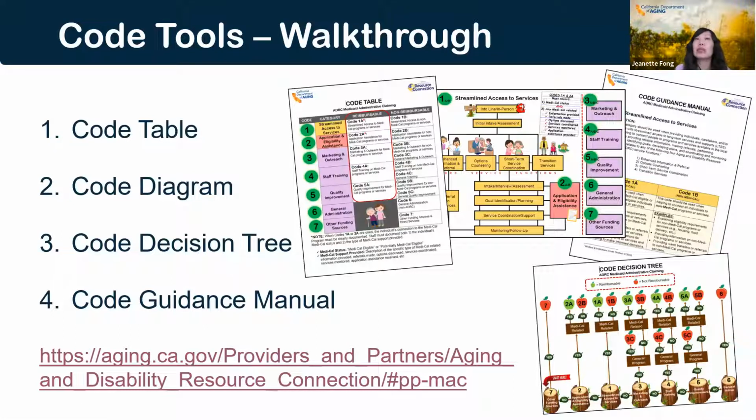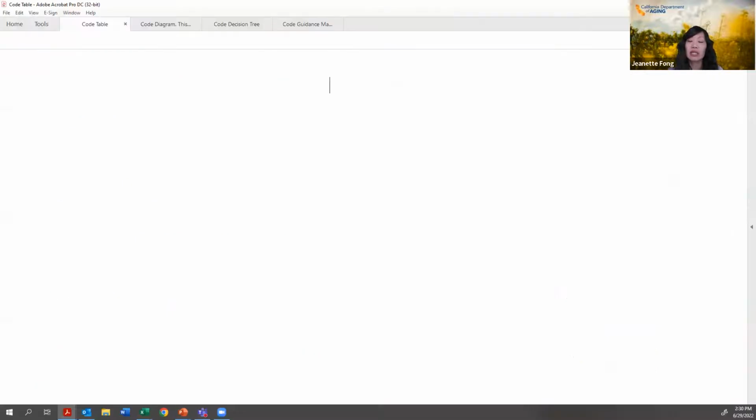So the code guidance manual will actually give you definitions for each of those code categories. It'll provide definitions for each code, and all of those examples I quickly went over verbally, they'll give you those examples as well in the document. So that's a good one you want to keep as a reference tool. So I think the easiest thing to do is maybe to just walk you through each of these documents together. So it'll save you the time later on. So let's start with the code table.